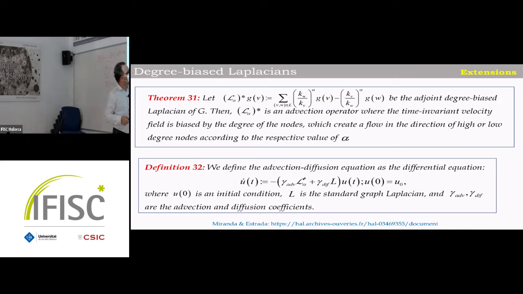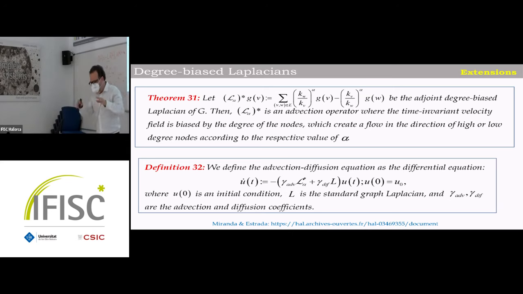So finally, let me tell you that for this part, we have also analyzed the transpose of these hubs-biased operators, which in general, for the case of infinite graphs, corresponds to the adjoint of these operators. And we first discovered that this transpose operator controls a kind of process, which is an advection process in the graph.